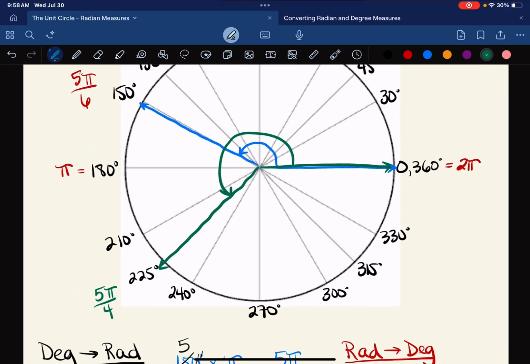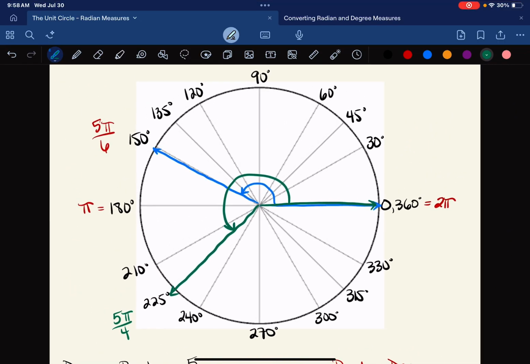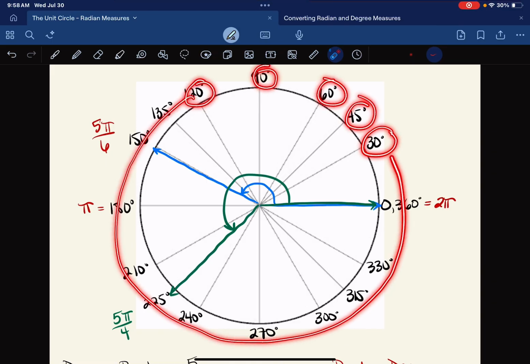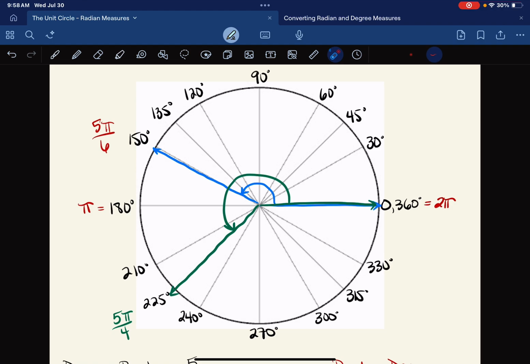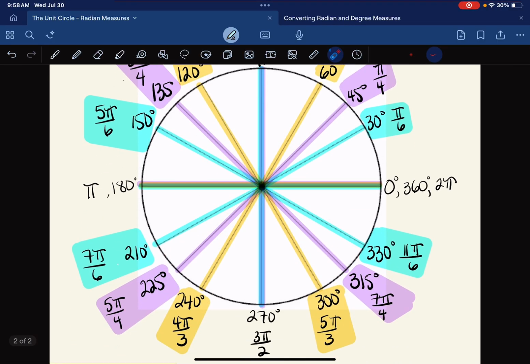And you can do that for every single degree measure on our unit circle. You can do it for any degree measure, whether it's labeled on your unit circle or not. It's fine. But that's what I want you to do right now. Go ahead and pause the video, and I want you to convert every single one of these degree measures around our unit circle into radians, and then let me show you what the equivalent values are. All right, here we go.